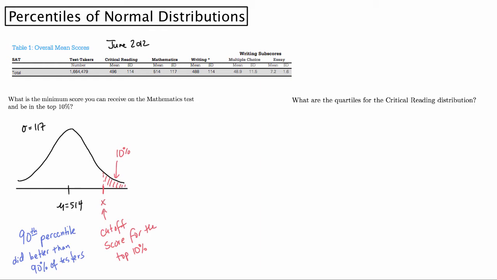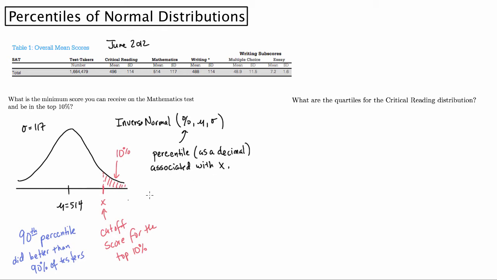All right, the way to find this is a command in Math Studio called the inverse normal command. So let me just quickly introduce you to that command, inverse normal. And what the command uses is the percentile associated with the value you're looking for, the mean of the distribution, and the standard deviation. So this is the key point here, is that this percentage is the percentile as a decimal associated with the cutoff score X, this X right here, associated with that cutoff score.